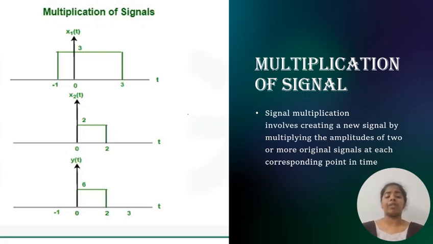As you see, x1 of t is from minus 1 to 3 with amplitude 3, and x2 of t is from 0 to 2 with amplitude 2. The common part is from 0 to 2 at amplitude 6. Here the amplitudes are multiplied with each other, but the time periods are not. So we take the common part for t, and the amplitudes are multiplied: 3 into 2 equals 6. The common part is 0 to 2 between x1 of t and x2 of t. Here is the y of t generated, 0 to 2 with amplitude 6.